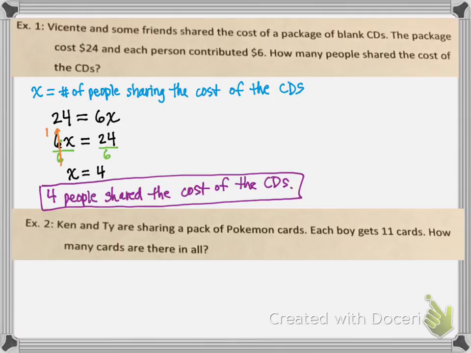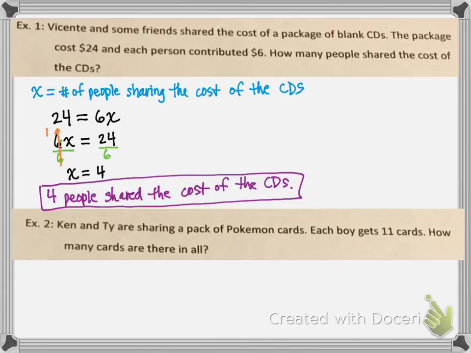So example 2, Ken and Ty are sharing a pack of Pokemon cards. Each boy gets 11 cards. How many cards are there in all? Okay, so let's think about this.